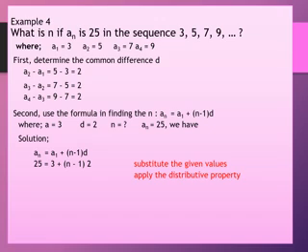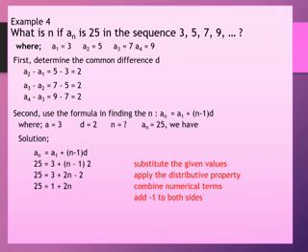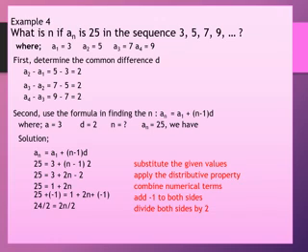Apply the distributive property. 25 is equal to 3 plus 2n minus 2. Then combine numerical terms. 25 is equal to 1 plus 2n. Subtract 1 from both sides. So 25 minus 1 is equal to 1 plus 2n minus 1. So divide both sides by 2. 24 over 2, 2n over 2. So n is 12.